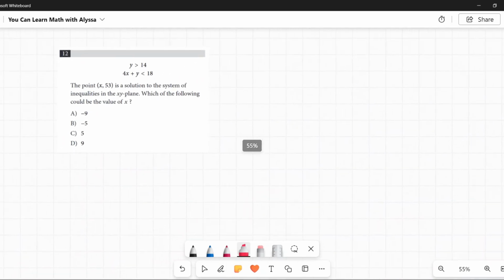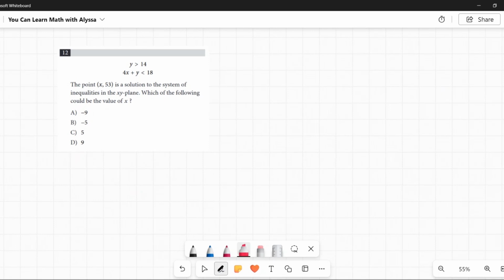Right. Number 12. y is greater than 14. 4x plus y is less than 18. The point (x, 53) is a solution to the system of inequalities in the xy plane. Which of the following could be the value of x? All right. Again, 2 ways to do this, just like with the previous problem. You can do this graphically in your graphing calculator. You can do it mathematically.